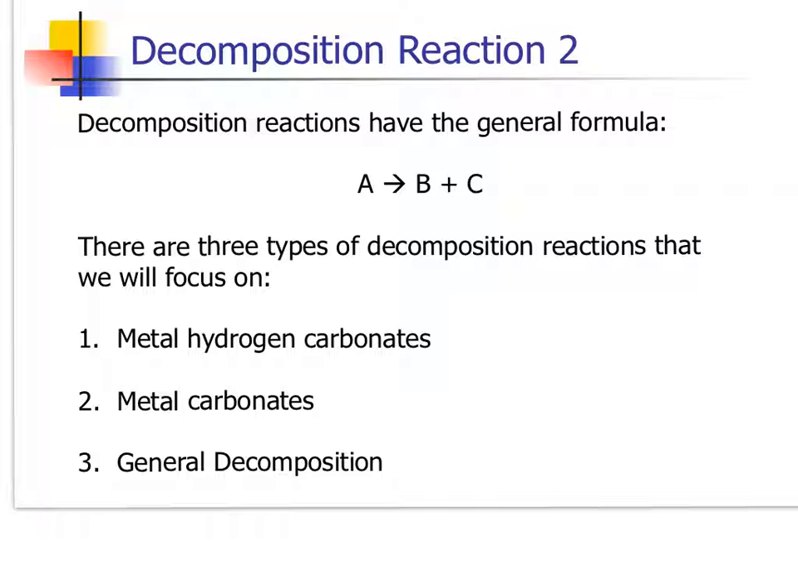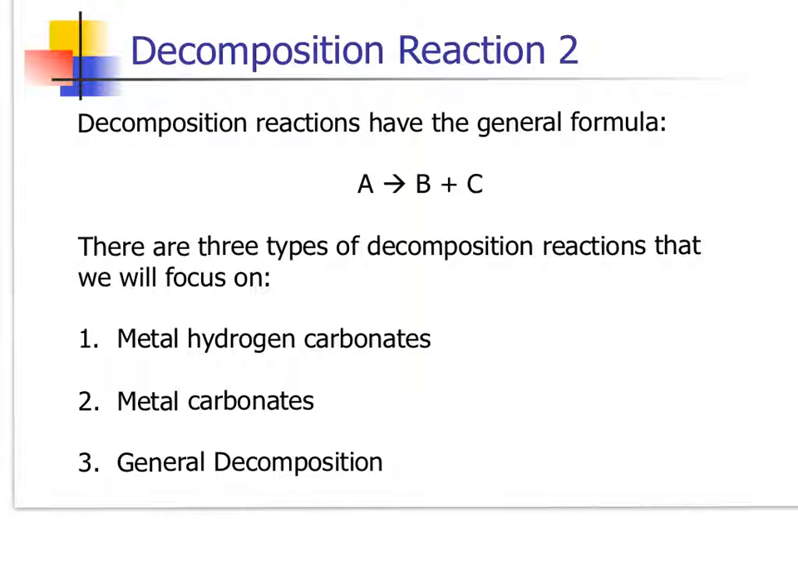Now, decomposition reactions, well, they're the opposite of synthesis reactions. Now, they do have some general types, and a couple of them we will actually ask that you have memorized to predict their products. And if you look at the general formula, you have one thing on the reactant side making 2 distinctly different things on the product side. Now, there are 3 types of them.